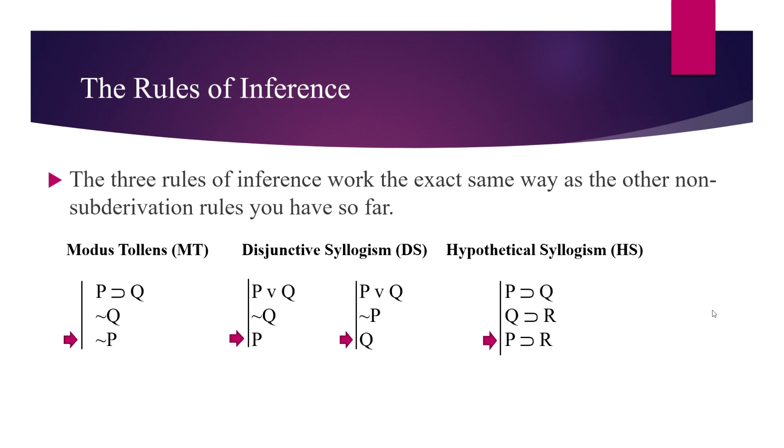For hypothetical syllogism, you need two conditionals in which the consequent of one is the same as the antecedent of the other. Hypothetical syllogism allows you to write down a new conditional that cuts out the matching sentence. So the antecedent of the first is the antecedent in the new sentence, and the consequent of the second is the consequent in the new sentence. You can do a really simple derivation using conditional introduction to prove that this rule is valid.